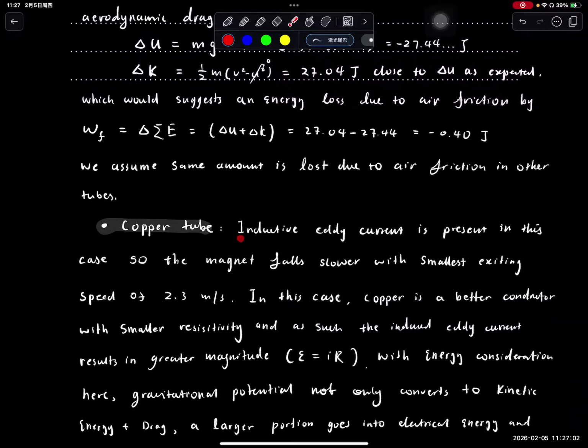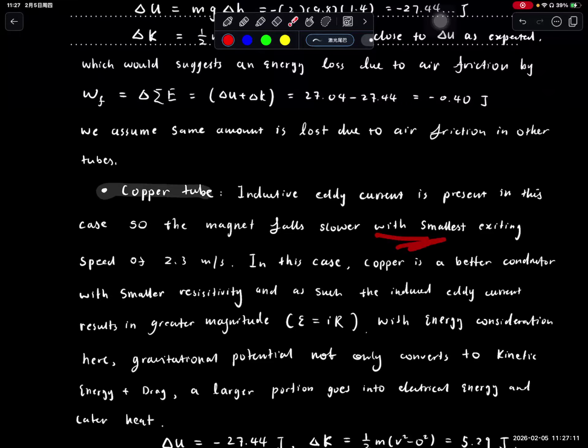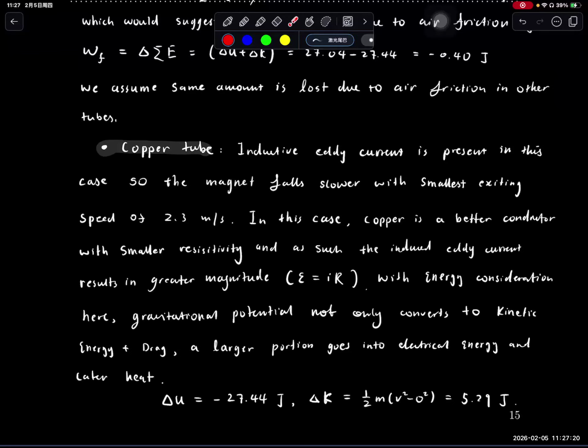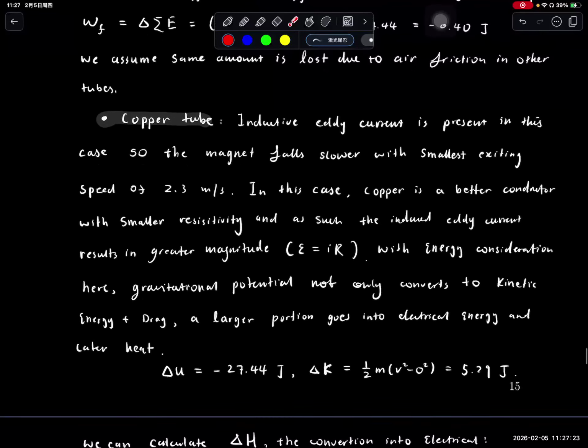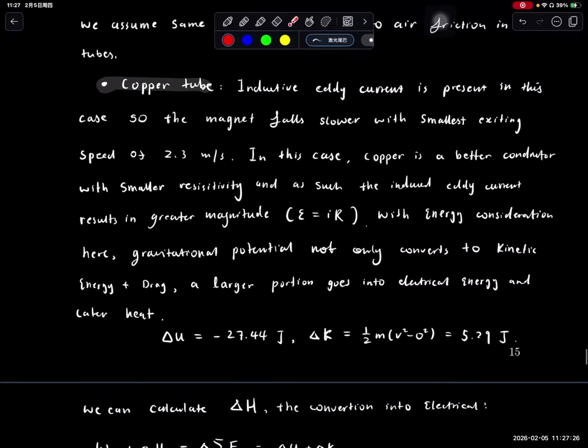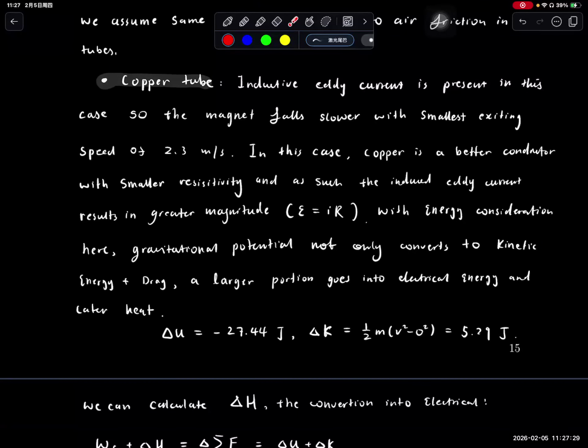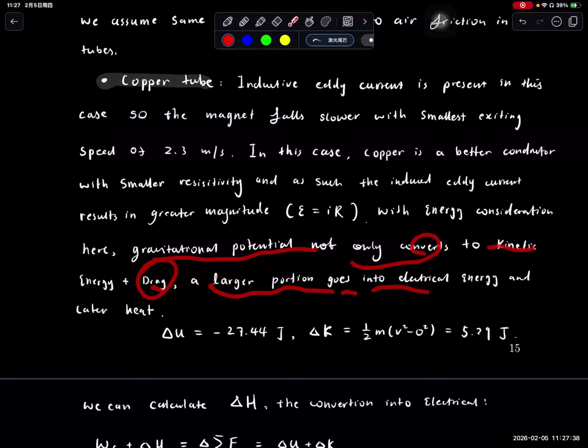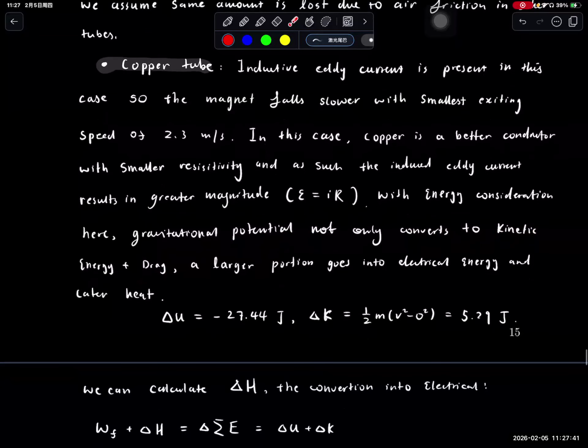Copper tubes will have inductive eddy current present, and therefore the opposing force, so making it fall slower, right, with a slower acceleration, okay, with a smaller exit speed of 2.3. In this case, copper is a better conductor with a smaller resistivity so that the induced current will be larger in magnitude. Okay, therefore for the energy consideration here, we have more induction happening. We dissipate more energy into electrical. So gravitational potential energy not only converts to kinetic and aerodynamic drag, a larger portion of this goes into the electrical as well, and then later dissipates into heat because eddy currents always end up as heat.